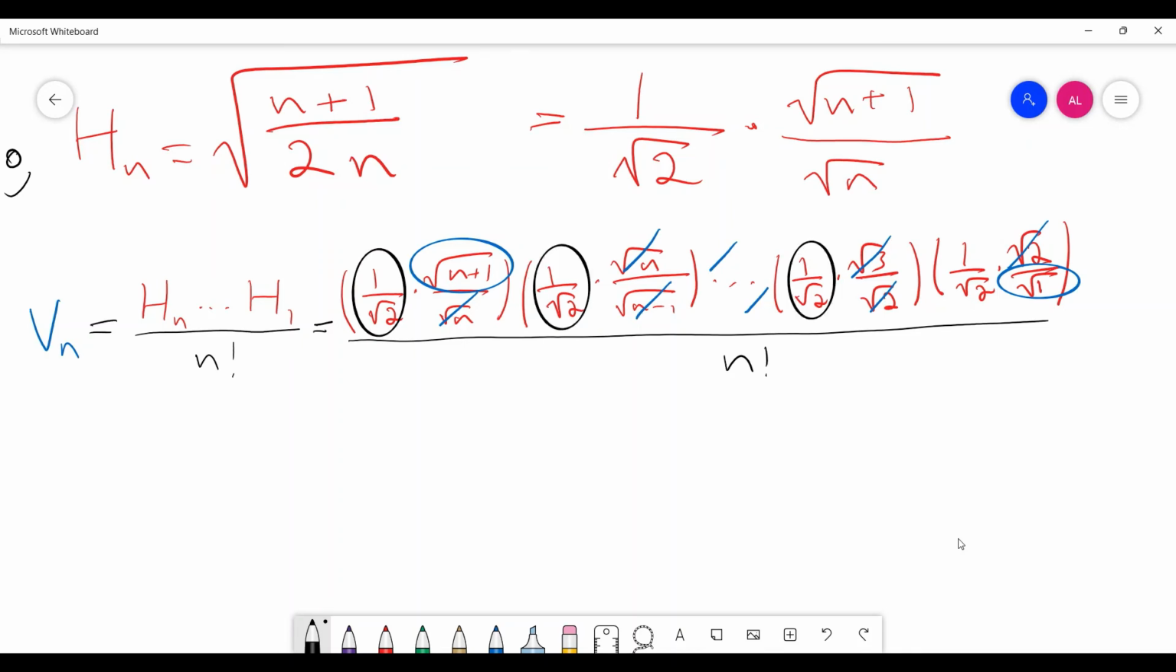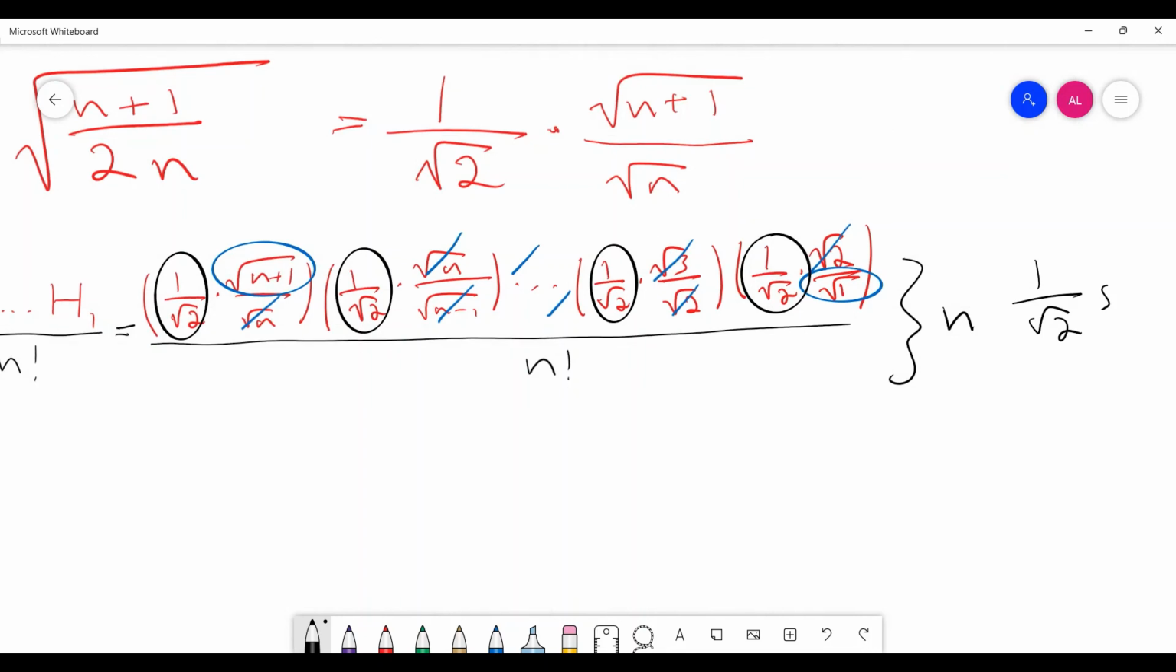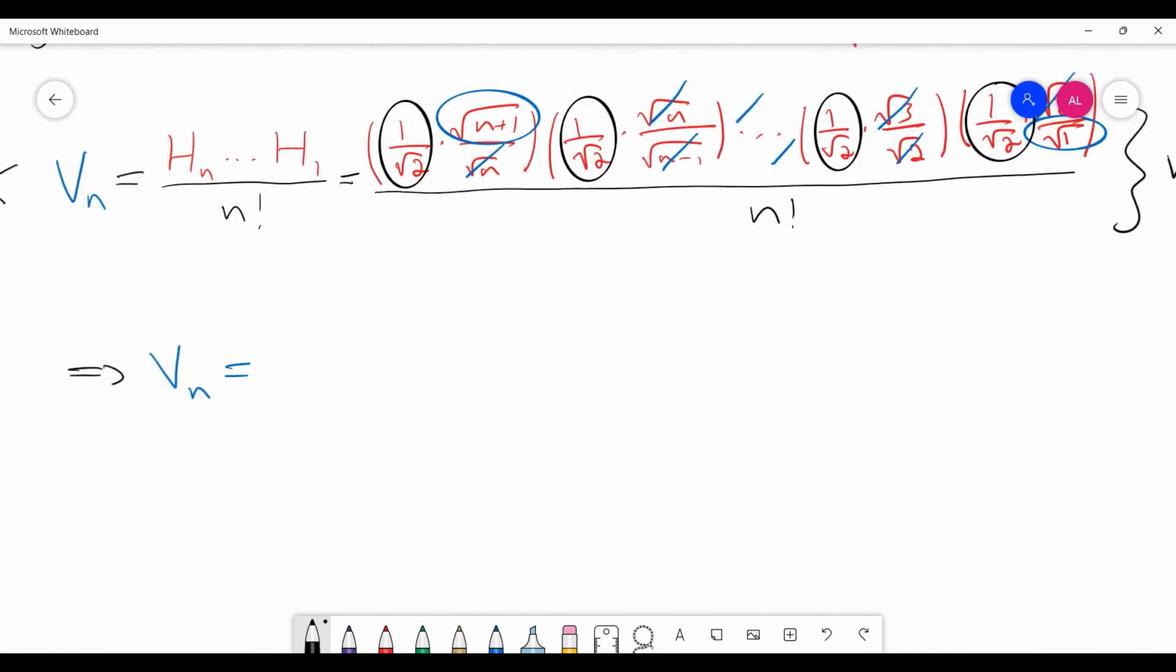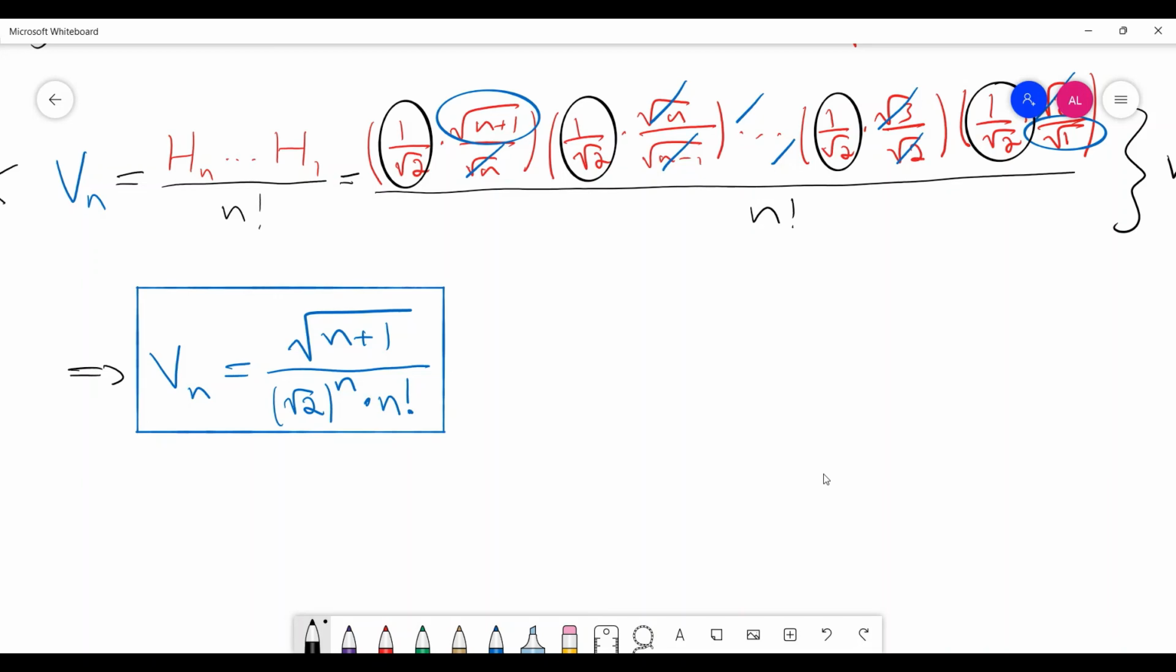And then here, notice that we have a lot of 1 over root 2's. So notice that we had n terms here from h_n to h_1. That was n terms. And all of these 1 over the square root of 2's are multiplied together n times. So that's equal to the square root of n plus 1 in the numerator. Then these 1 over root 2's translate to root 2's in the denominator of this big fraction. And we get root 2 to the power of n, because there's n of them, times n factorial. And that is finally it.